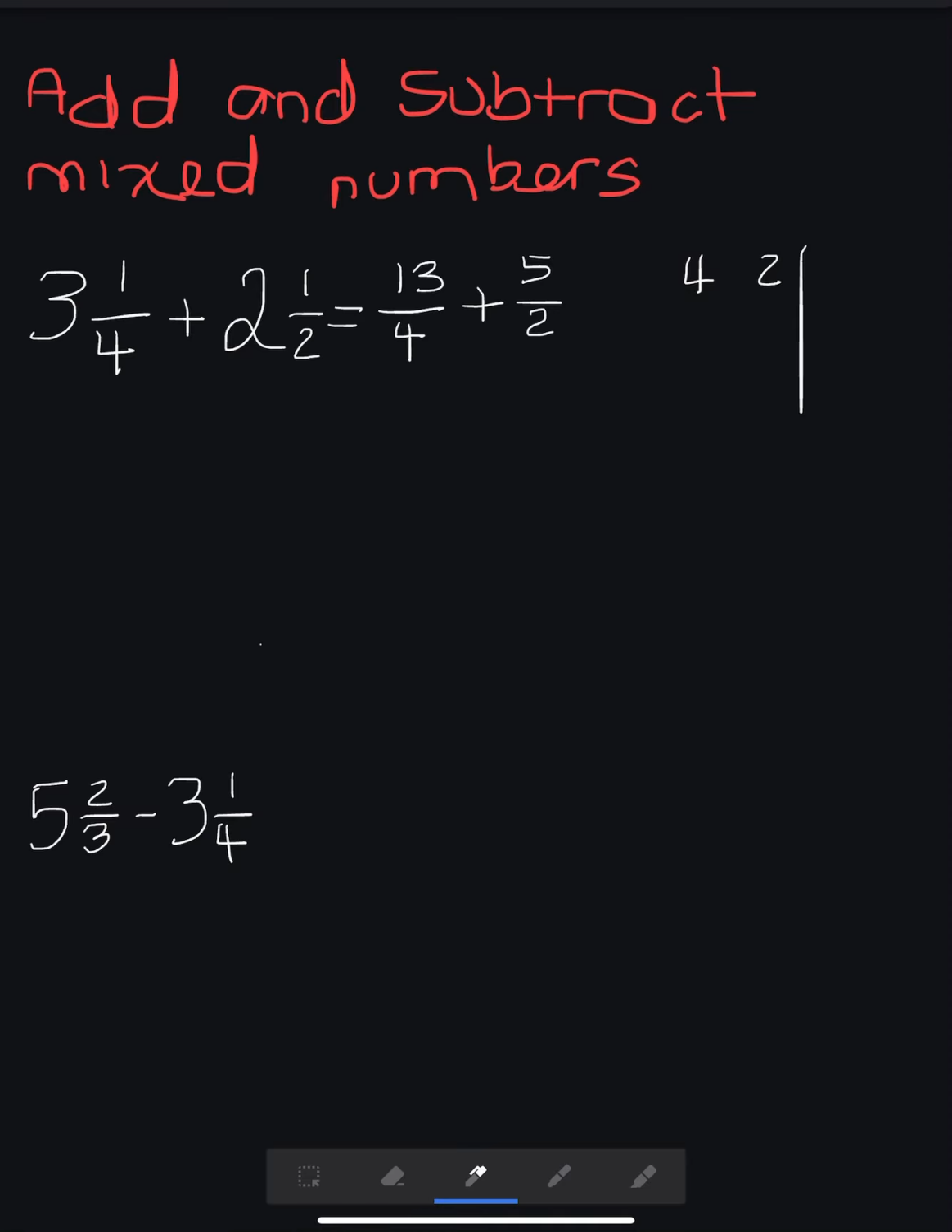So 4 and 2, both numbers are divisible by 2. 4 divided by 2 is 2. 2 divided by 2 is 1. Now we have 2 and 1. The 2 is divisible by 2, and 2 divided by 2 is 1. We multiply these two numbers. 2 times 2 is 4. So the LCM is 4.